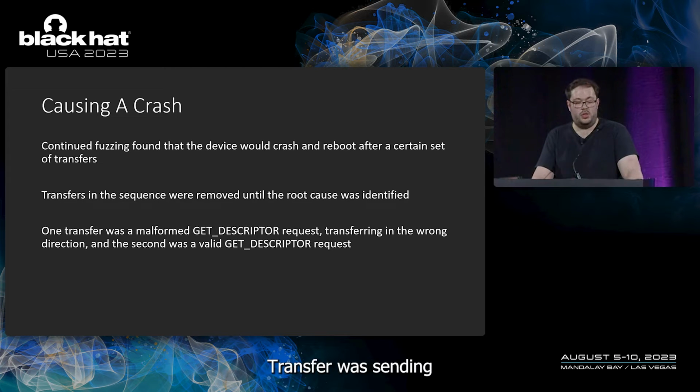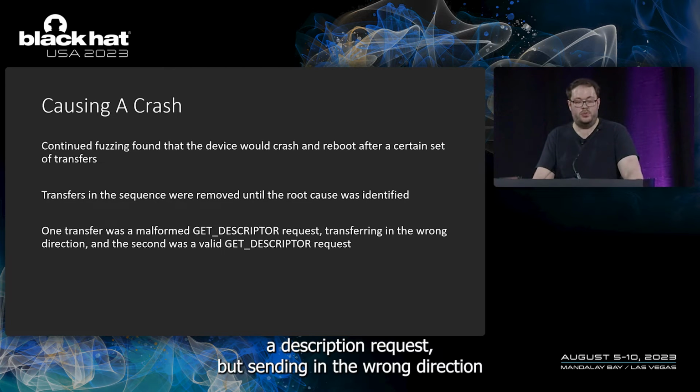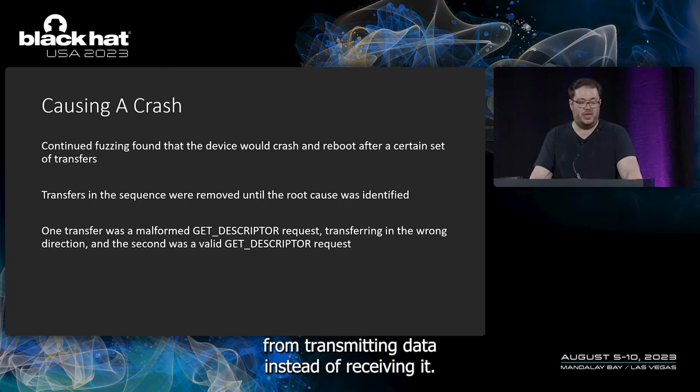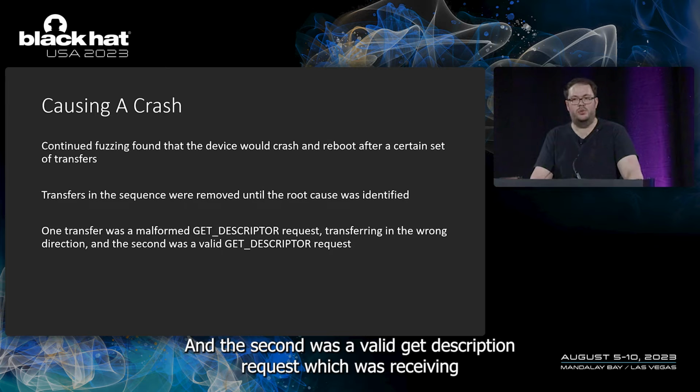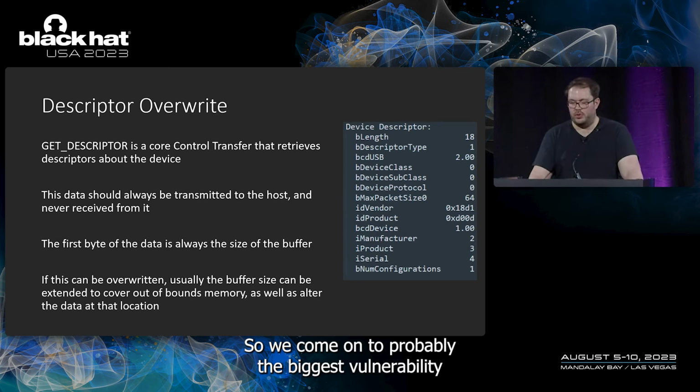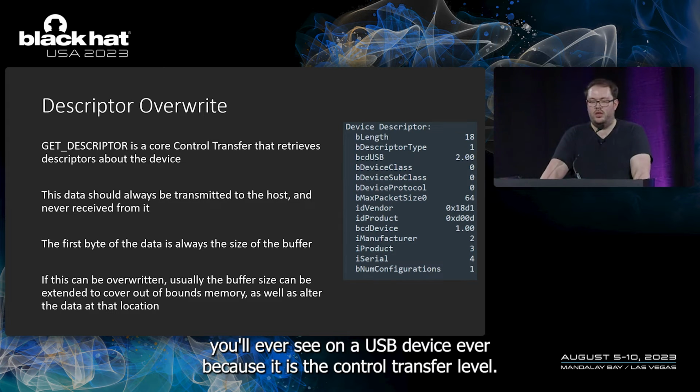One transfer was sending a get descriptor request, but sending in the wrong direction, transmitting data instead of receiving it. And the second was a valid get descriptor request, which was receiving the get descriptor data and then causing it to crash. So we come on to probably the biggest vulnerability you'll ever see on a USB device ever, because it is at the control transfer level.